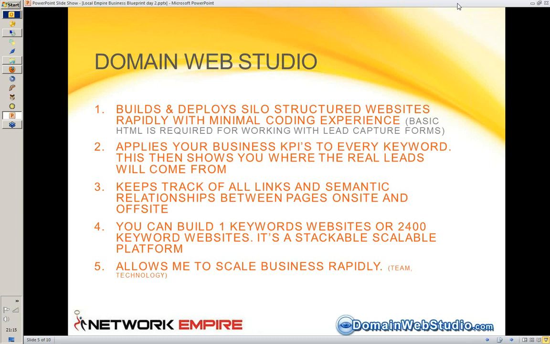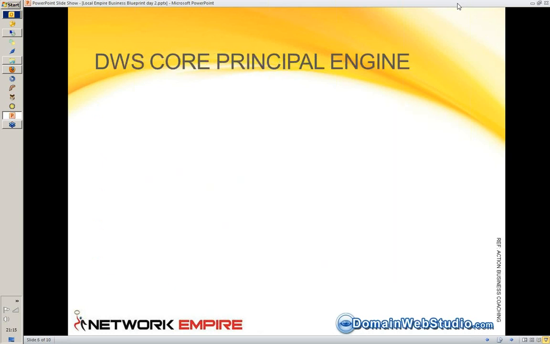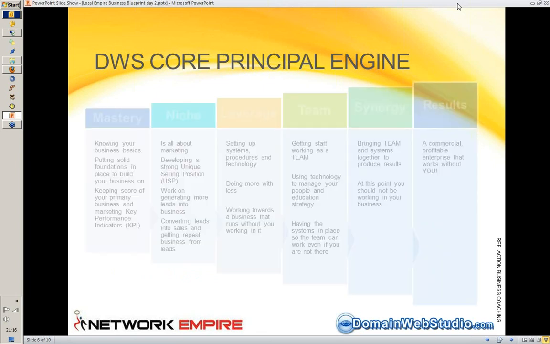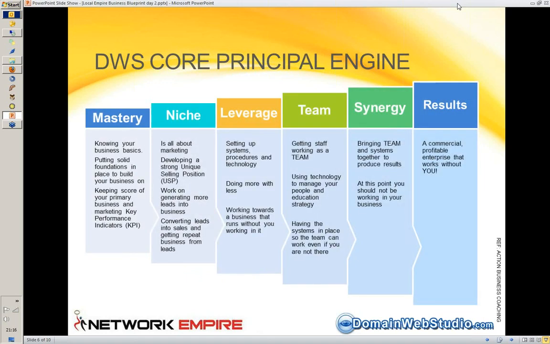Now remember last night we spoke about team and technology. I'm going to briefly touch on it again because I want these points to get instilled into you so you actually understand technology with your business. This is the core part. It's very, very important. So DWS's core principle engine, this is what we spoke about yesterday. Remember we spoke about niche, mastery, niche, leverage, team, synergy, results. The whole core engine, everything sitting right at the heart of DWS, is built around those 6 principles.